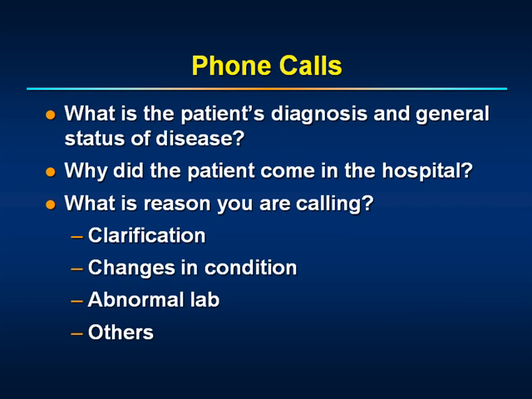Now, what you have to know when you make a phone call, and what you have to be able to tell the physician, especially if this is not that physician's patient and therefore doesn't necessarily know this patient, is what is the patient's diagnosis and what's the general status of the disease? And why did this patient come into the hospital? These are very important. You need to be able to say this person has metastatic colon carcinoma and came in for a potential bowel obstruction, for example.